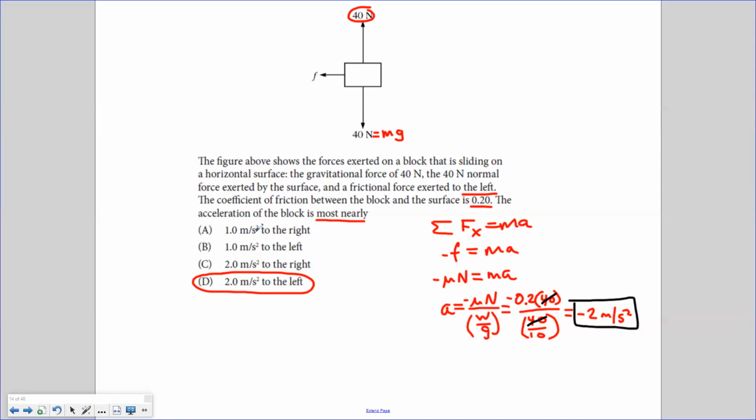Hopefully, just by looking at the problem, you're able to eliminate choices A and C, because it's definitely not accelerating to the right. Then it's a matter of calculating if it's actually 1 or 2 as your correct answer.